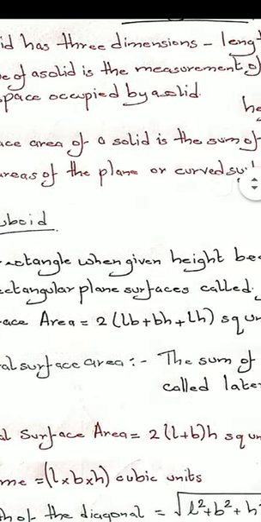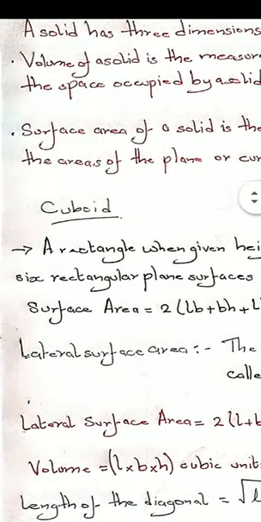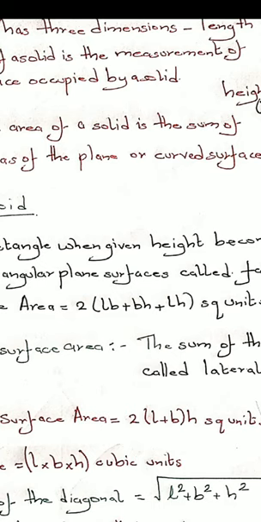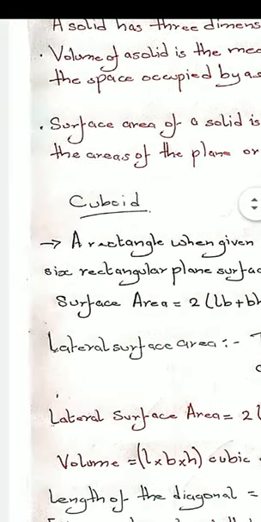Volume of a solid. So let us understand what it is. Volume of a solid is the measurement of the space occupied by a solid. Imagine a room. If we want to know how much space that room is occupying, that is, how much air is inside the room, then that is nothing but the volume of the room, right? So that is the concept of volume.